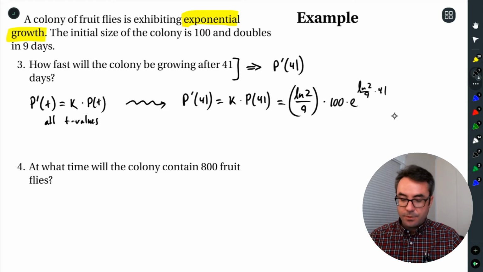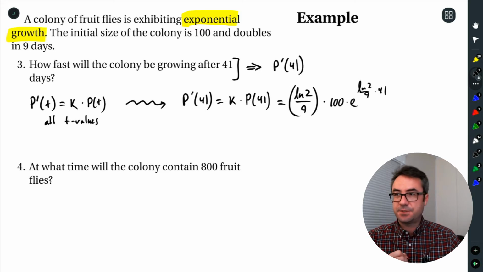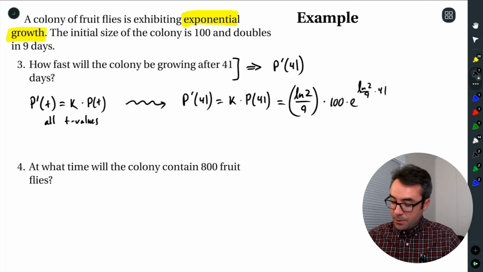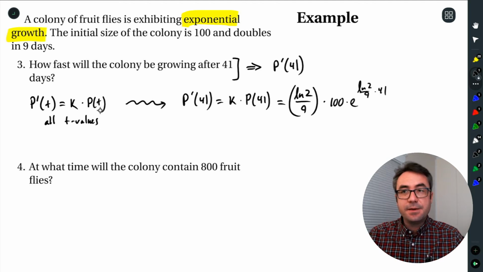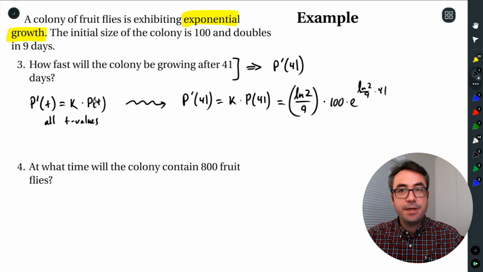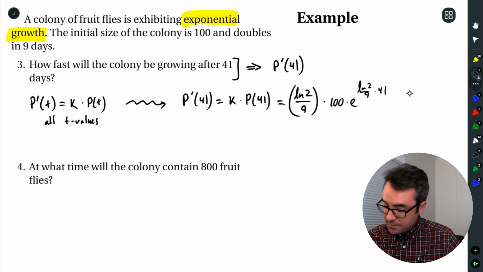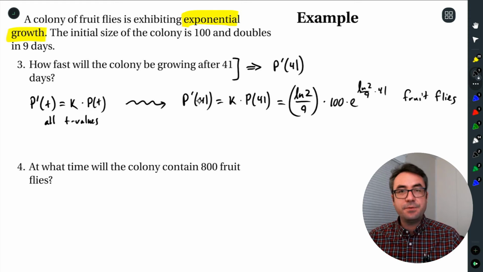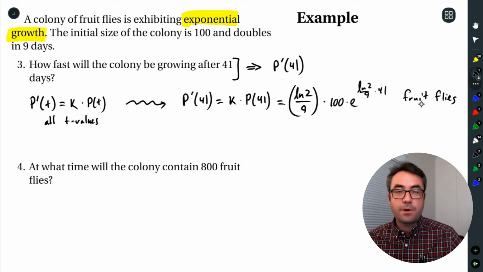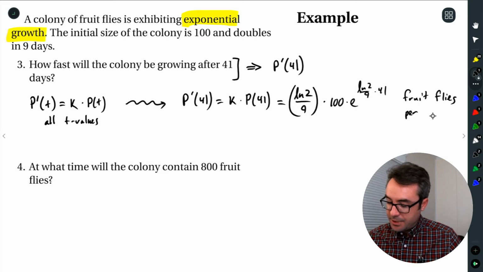And what are the units on this derivative? Well, since P is measuring fruit flies, the units here are going to be fruit flies. And because this is a derivative, it's going to be the unit for our population divided by time. And our time is measured in days.